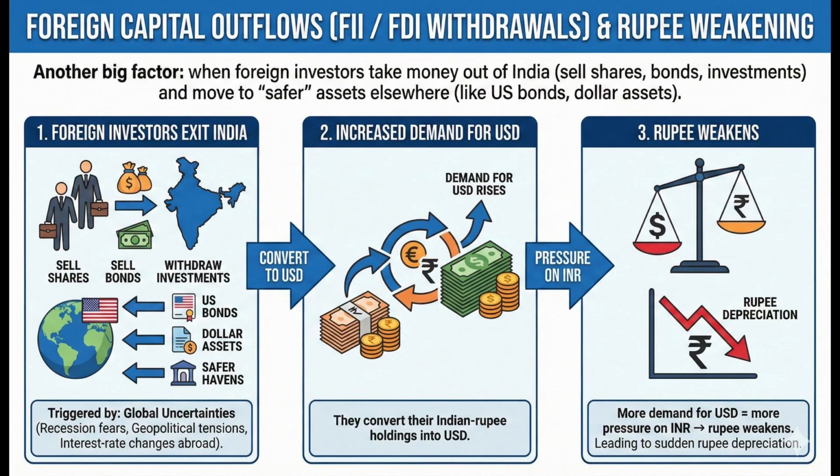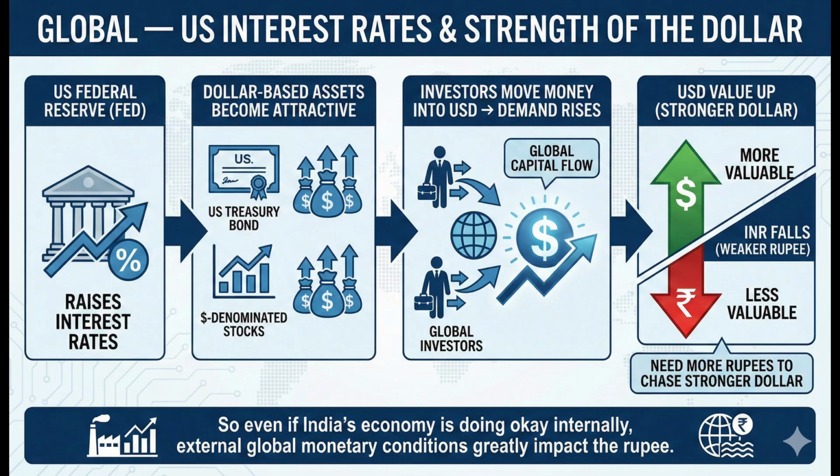Global US interest rates and the strength of the dollar. Because INR is compared to USD, the global reserve currency, what happens in the US matters for INR. When the Federal Reserve, that is the Fed, raises interest rates, USD-based assets become more attractive. Investors move money into USD-denominated assets, demand for USD rises, and that global demand pushes up the USD's value. INR falls in comparison, you need more rupees to chase the stronger dollar. So even if India's economy is doing okay internally, external global monetary conditions greatly impact the rupee.